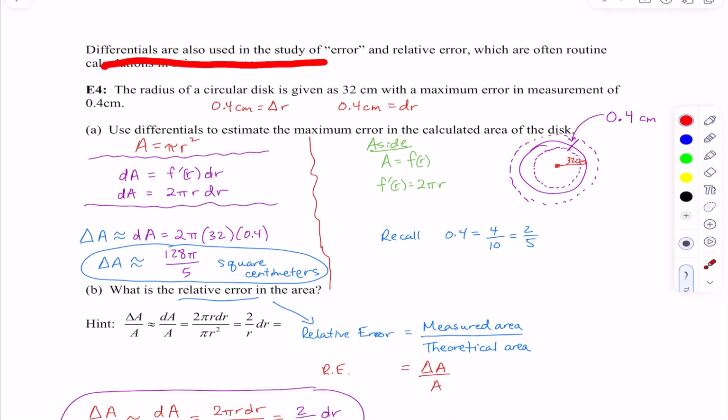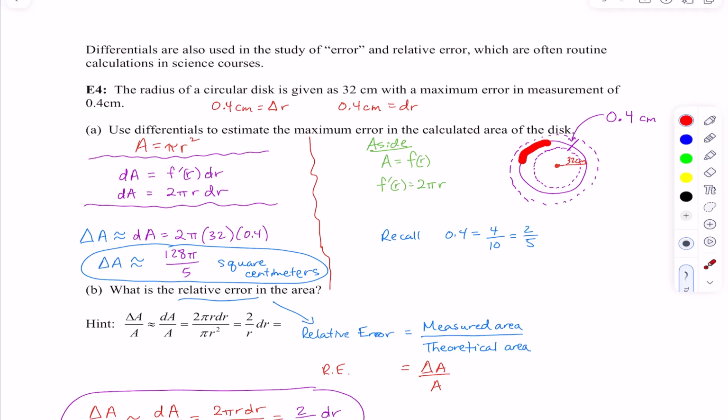Differentials are also used in the study of error and relative error, which are often routine calculations in science courses. We'll illustrate a couple of these computations with a couple of geometric examples. Let's suppose the radius of a circular disk is given to be 32 centimeters, with a maximum error in measurement of 4/10 of a centimeter.